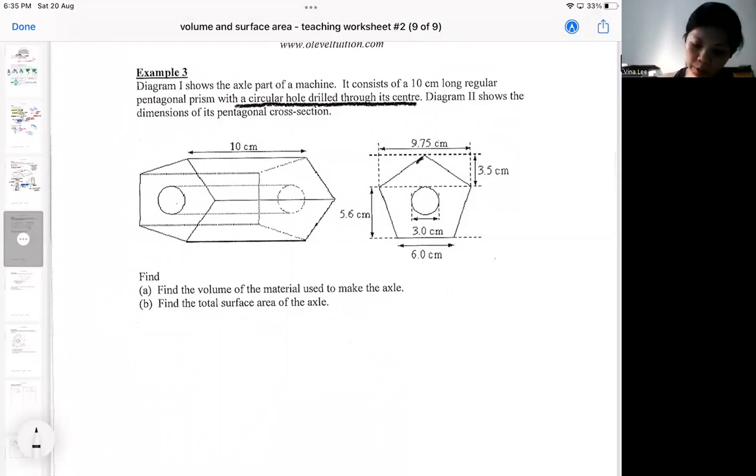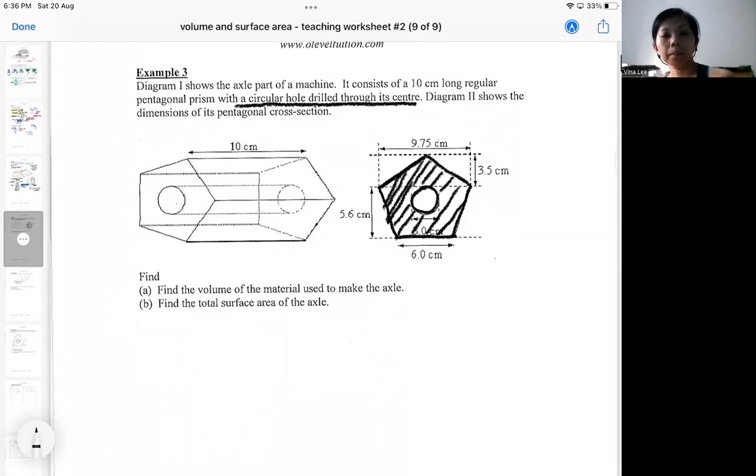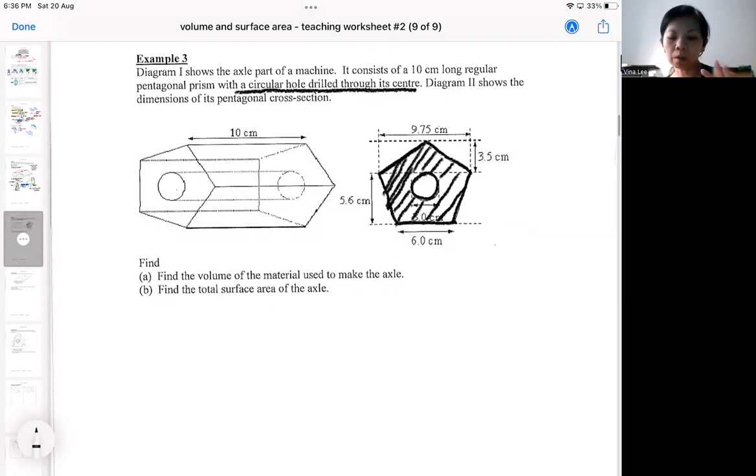So if I go for the cross section, this is the slice that I'll be slicing off. So this is the cross section. I'm going to explore the area of the cross-section and the perimeter of the cross-section. So this is the tricky part. You got to listen up, or else you'll find it very confusing.